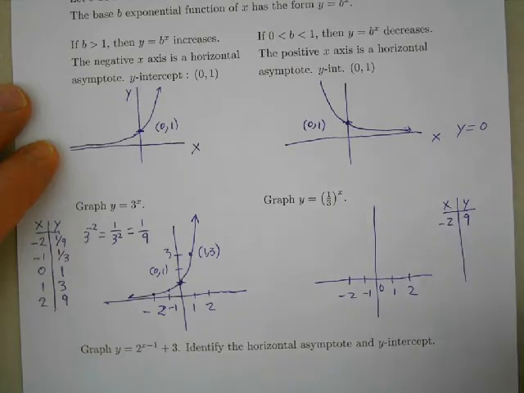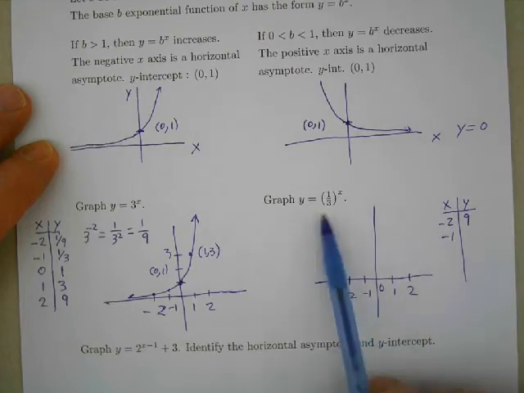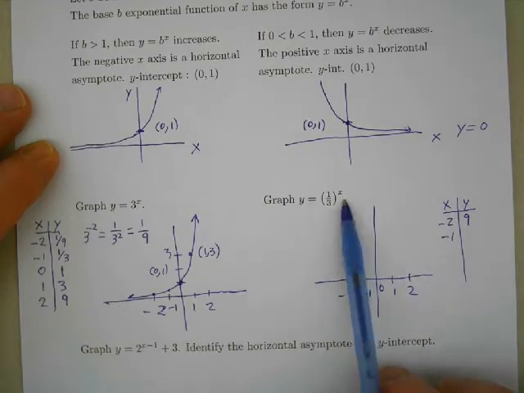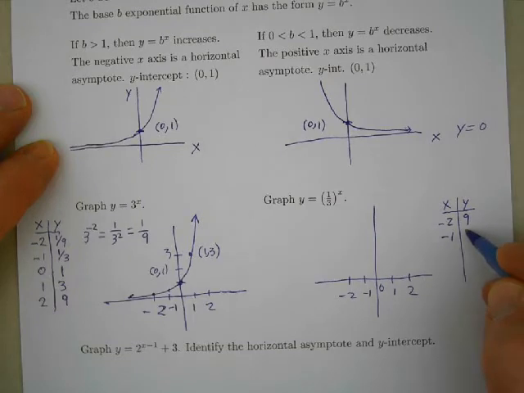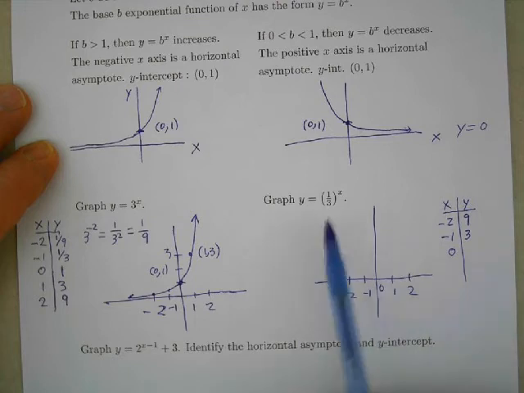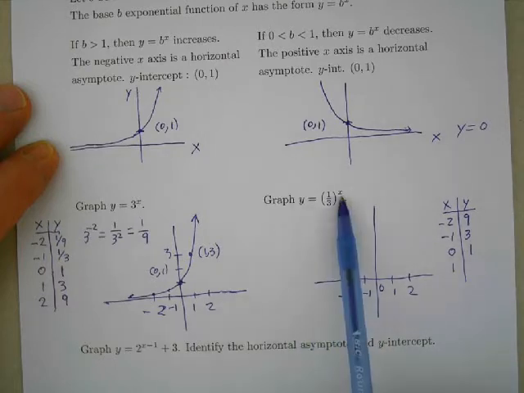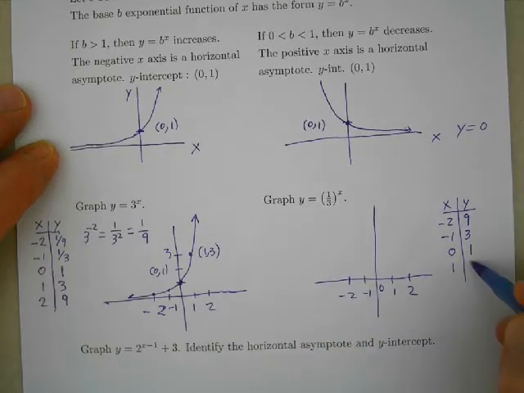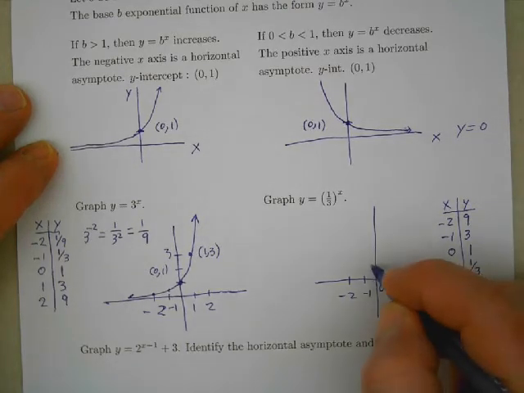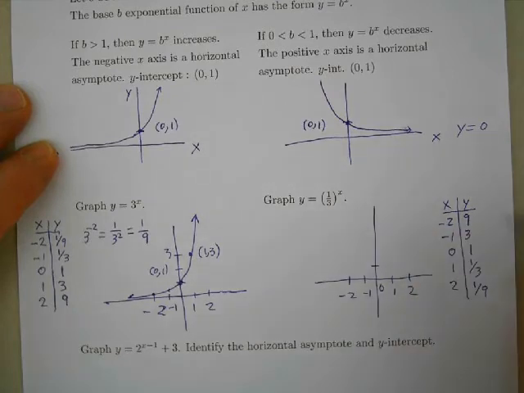When x is -1, 1/3 to the -1 is equivalent to 3 to the +1, or 3. When x is 0, 1/3 to the 0 is 1. And when x is 1, 1/3 to the first power is 1/3. And when x is 2, 1/3 to the second is 1/9. Okay, so we can plot those points.